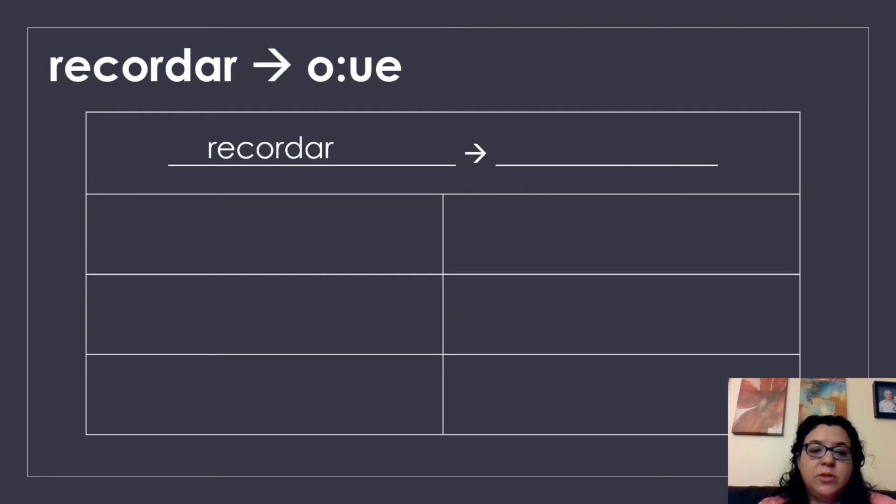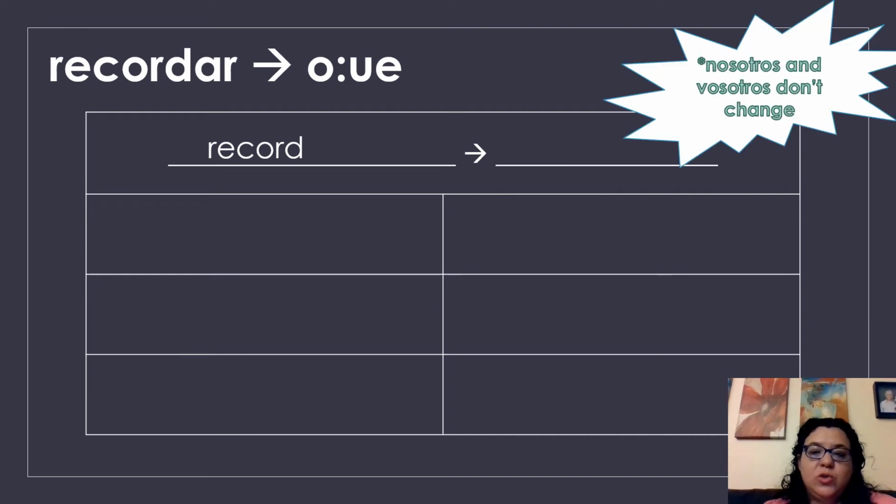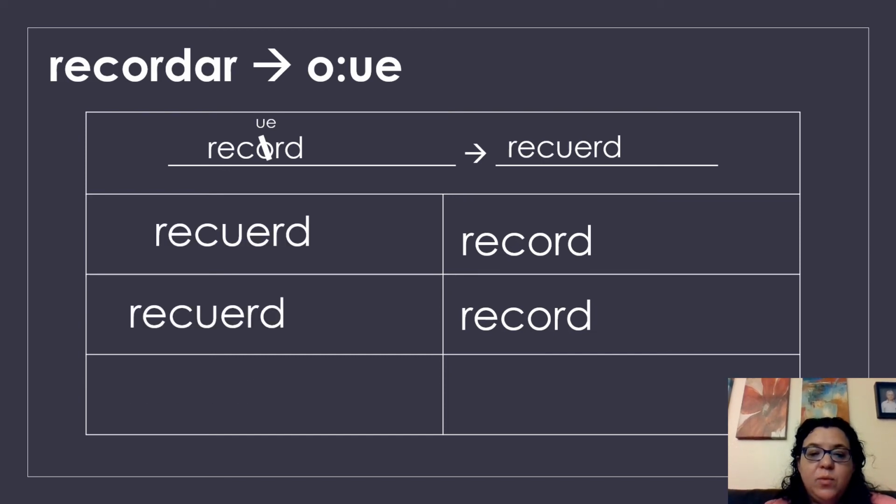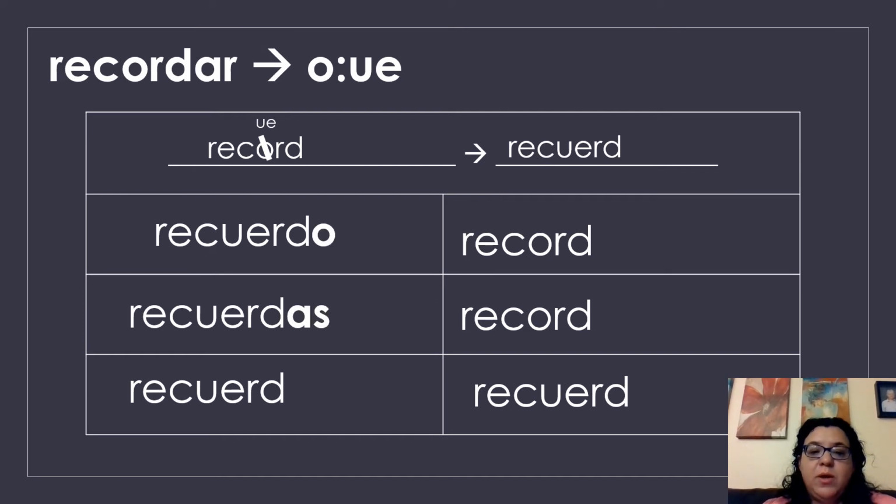Okay, so the first thing we do, we write our verb right there. And then the second thing we're going to do is take off that ending. Now remember, again, the rule says that all conjugations are going to change except the vosotros and nosotros conjugations, so you can go ahead and just write them now. And then we're going to change our stem, so that O is going to change into UE. And then we're going to write our new stem, recuerd. And then we take that stem and we write it on all the other ones. And now we just add our endings. It's an AR verb, so it would be o, as, a, amos, áis, an.